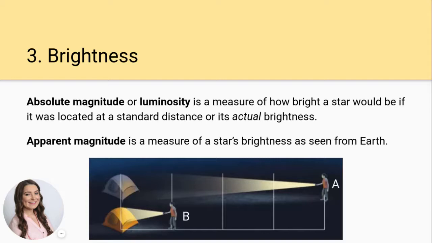If both person A and B have the same flashlight, their absolute magnitude is equal. The actual brightness of the flashlight is equal. However, from the perspective of the tent, person B's flashlight has a higher apparent magnitude because he's closer to the tent, not because his flashlight is brighter than person A's. The sun is the star with the greatest apparent magnitude in our sky. While it has an average absolute magnitude, it is so much closer to Earth than any other star, it appears the brightest.